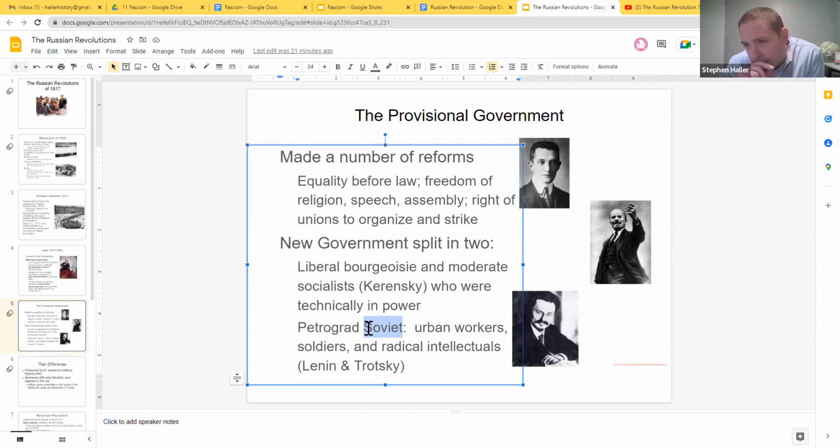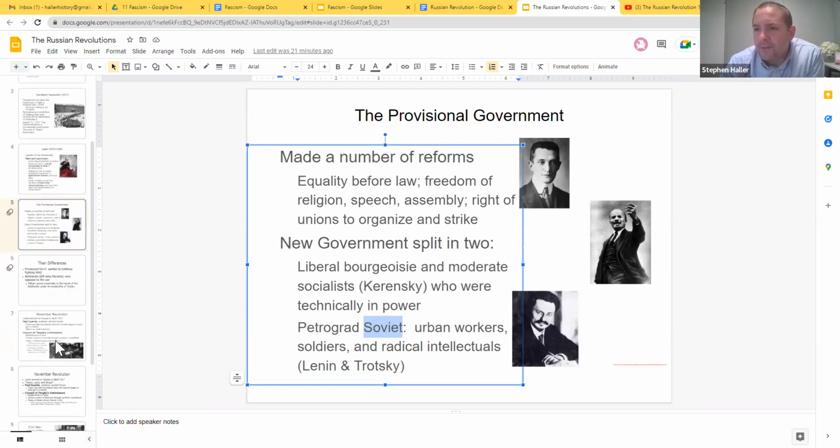There's an event in the middle of the summer, in July of 1917, called the July Days, very creatively titled, where small scale riots break out in a couple of major cities. They break out in Petrograd, they break out in Moscow. And in the July Days, thousands of people are killed by government-backed troops trying to suppress these small scale riots.